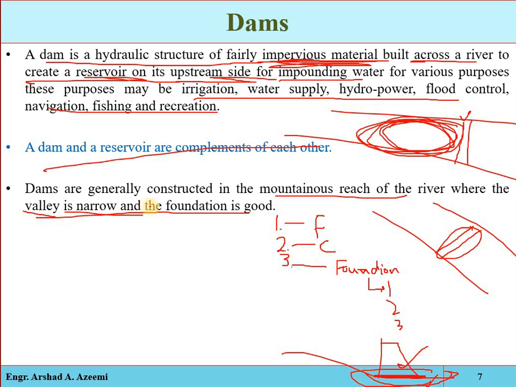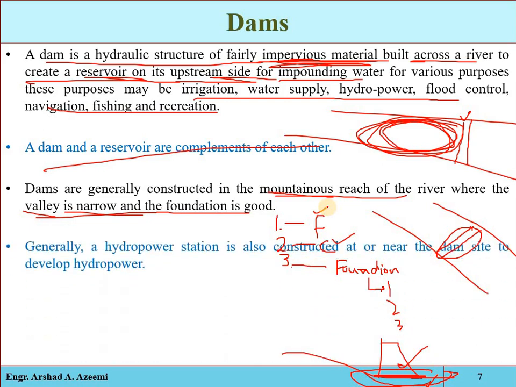Okay, so dams are generally constructed in the mountainous reach. If you are constructing it in the mountainous reach, there may be the possibility of hard rock, so the foundation will be strong, shear failure will be less, and there will be low hydraulic conductivity. Okay, a narrow area will be selected so that the construction cost may be reduced, and the feasibility of the area will be low. Generally also, a hydropower station will be installed at the site to develop the hydropower.